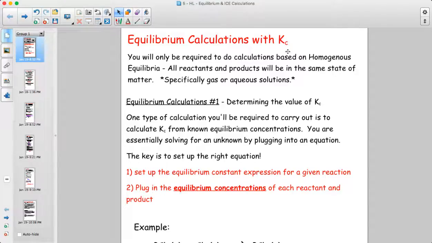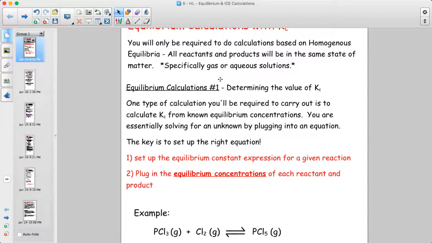Okay, so the last aspect of the equilibrium topic, and probably the most relevant one for the next topic, acids and bases, is doing calculations within equilibrium. So doing calculations with Kc and understanding how concentrations are going to change and how to solve for them. So there's a couple different types of calculations you could see.